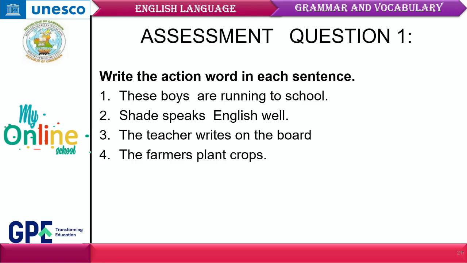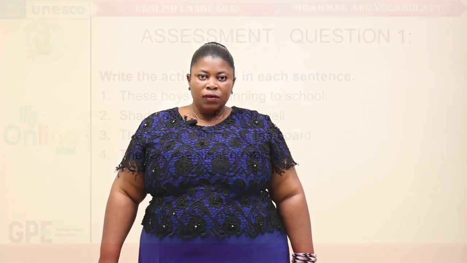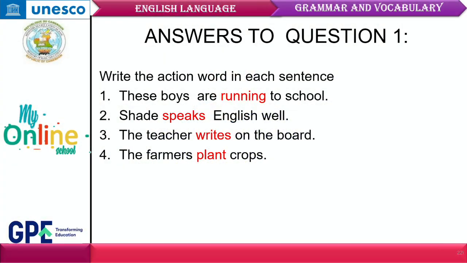The farmers plant crops. Have you written the verb in each sentence? That is the word that expresses action. Good. Here we go. The correct verbs in these sentences are running, speaks, writes, plants. I hope you got that correct. Thumbs up to you for a good job.